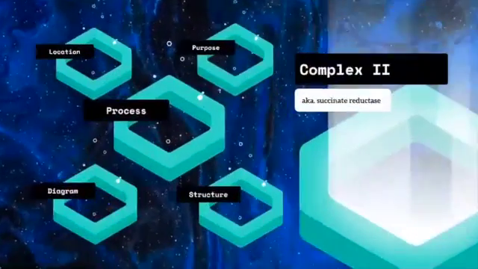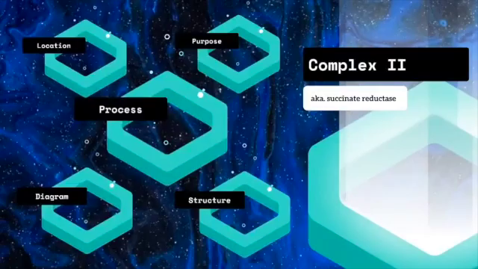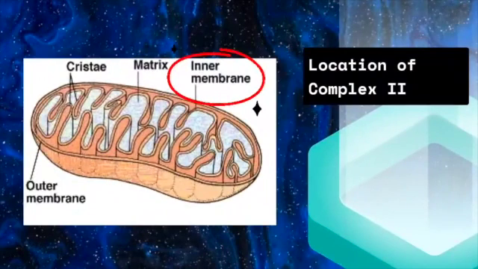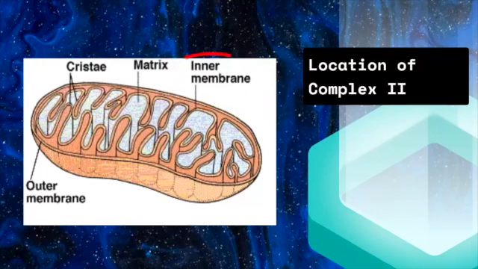Also known as succinate reductase, complex 2 is the second complex of ETC. Location. Like complex 1, complex 2 is located in the inner membrane of the mitochondria. However, unlike complex 1, complex 2's function is not to be a proton pump, and it does not move protons into the intermembrane space.